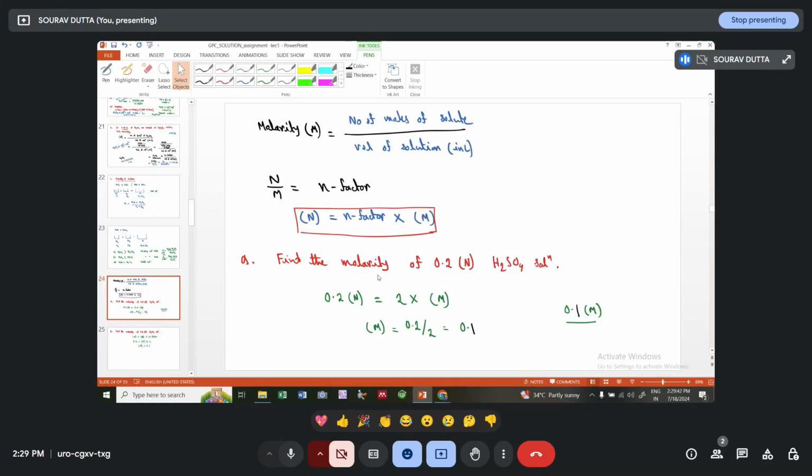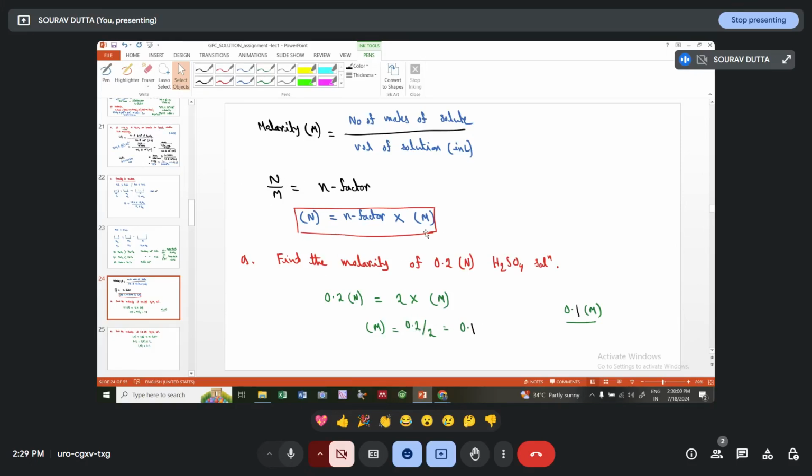The question: find out the molarity of 0.2 normal H2SO4. In the case of sulfuric acid, if we break it up, we get 2H plus and SO4 2 minus. There are 2 H plus ions, so the n factor is 2. Normality is 0.2 equals 2 into molarity, so your molarity is 0.1.